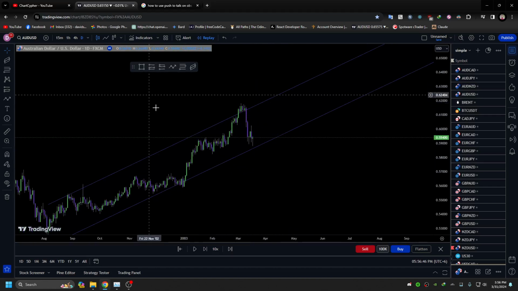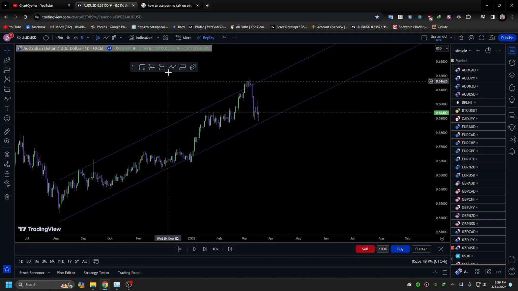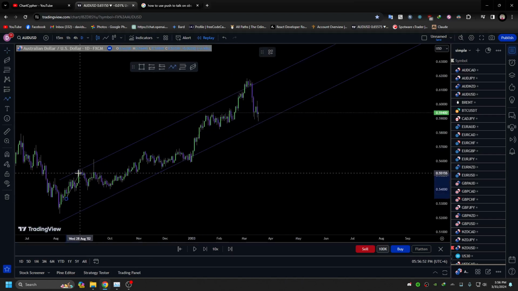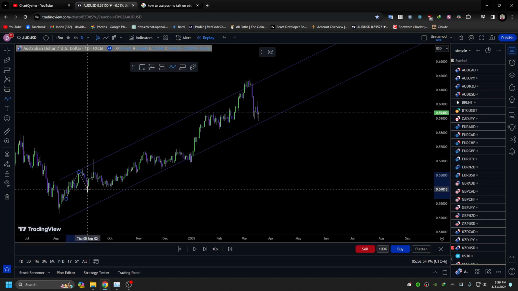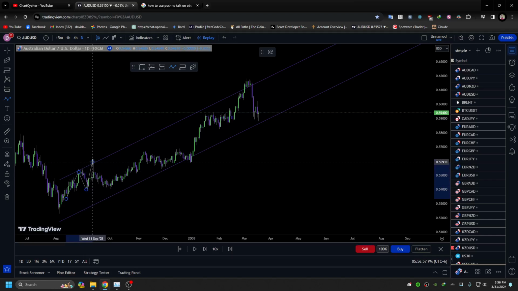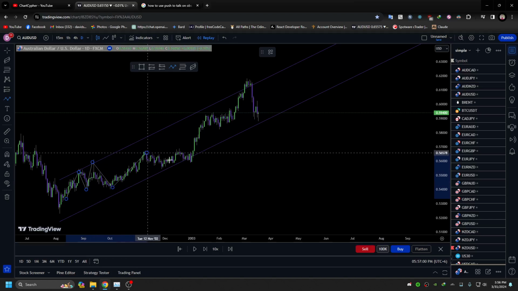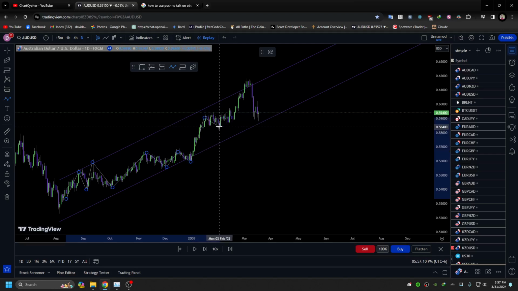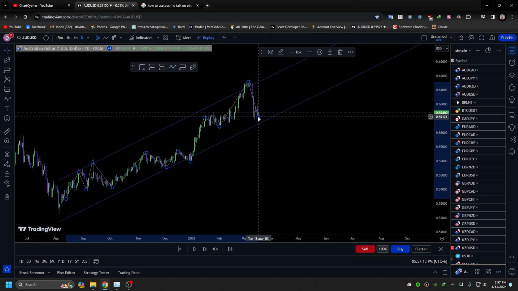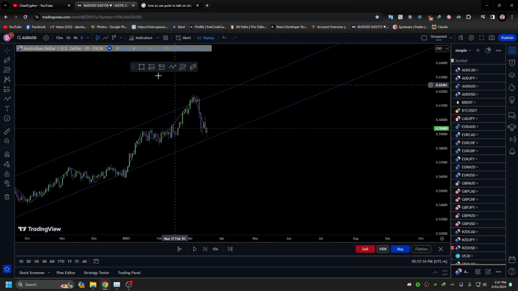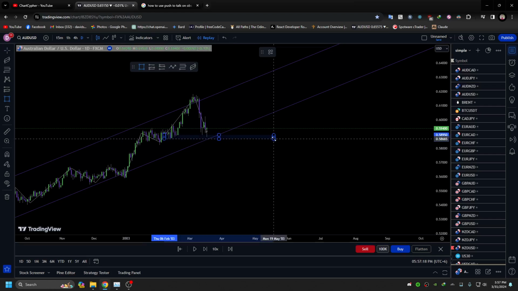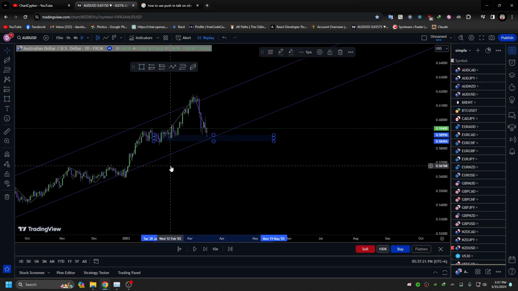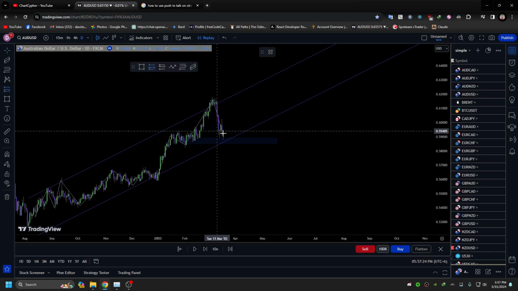Okay, so look at this. Price makes this one a higher high, this one a higher low. Again, this one is a higher high, higher low, higher high, higher low, and it made a lower high, kind of. Then again it went up, made a higher high and higher low, higher high, higher low. Based on this, and there is a support here, because it's an uptrend, you're going to buy here, right?